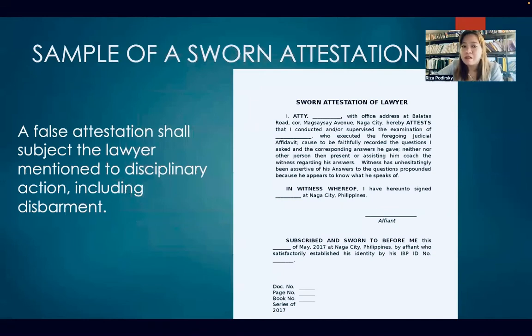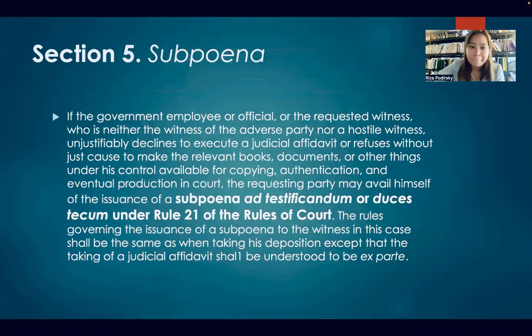So, what would be the effect if the lawyer signs it as true, although it's not true? The effect would be that a false attestation shall subject the lawyer mentioned to disciplinary action, including disbarment. So if that can be proven, the lawyer can be disbarred. Anyway, that is the sample of the sworn attestation of the lawyer.